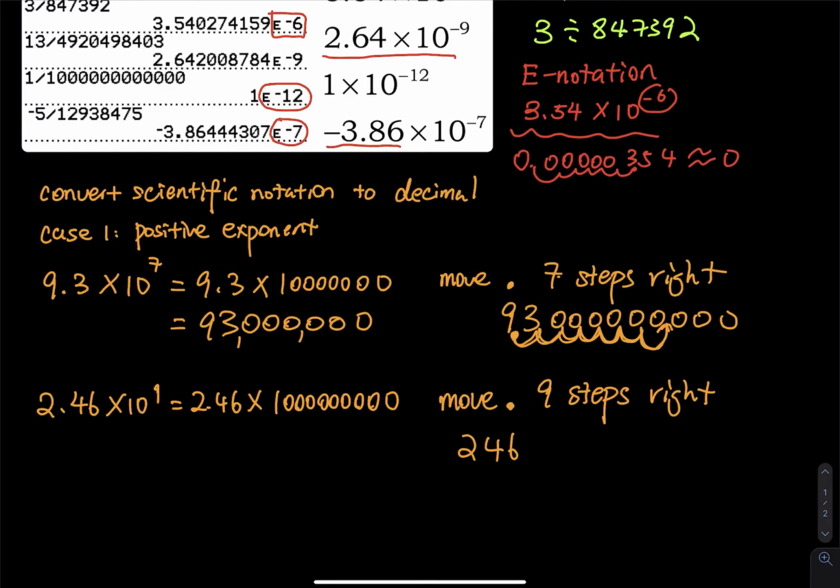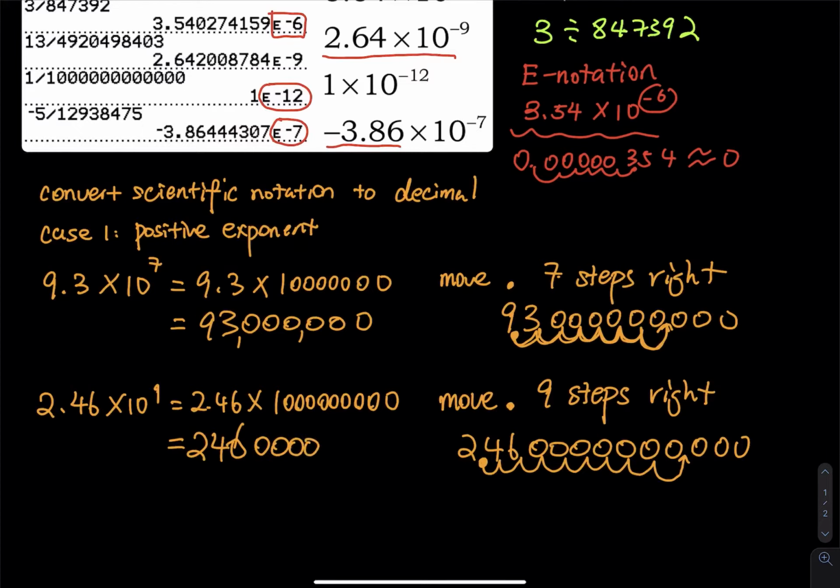2.46, and then you draw a bunch of zeros. You can draw extra zeros because this is only scratch work. You start at this point and then you move 9 steps: 1, 2, 3, 4, 5, 6, 7, 8, 9, right there. So that is equal to 2.46 followed by how many? Followed by 7 zeros. Then you can use a comma to separate every 3 digits. Right, so that is how you do it.